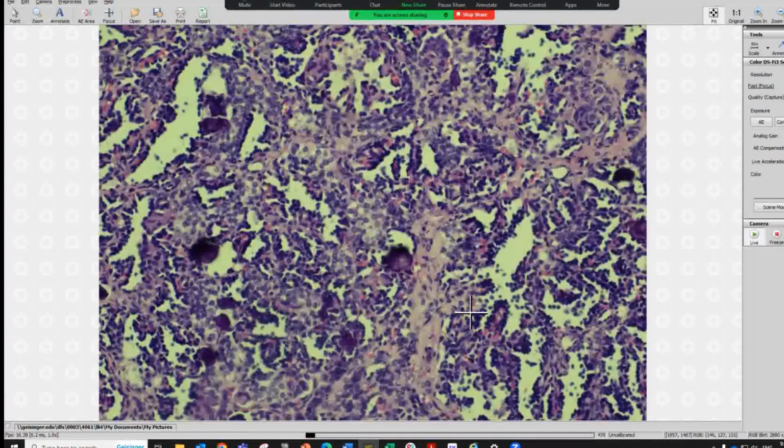Because of this papillary structure, we see psammoma bodies here. And then we can see the stroma. It is hypercellular, so definitely this is not a metanephric adenoma.